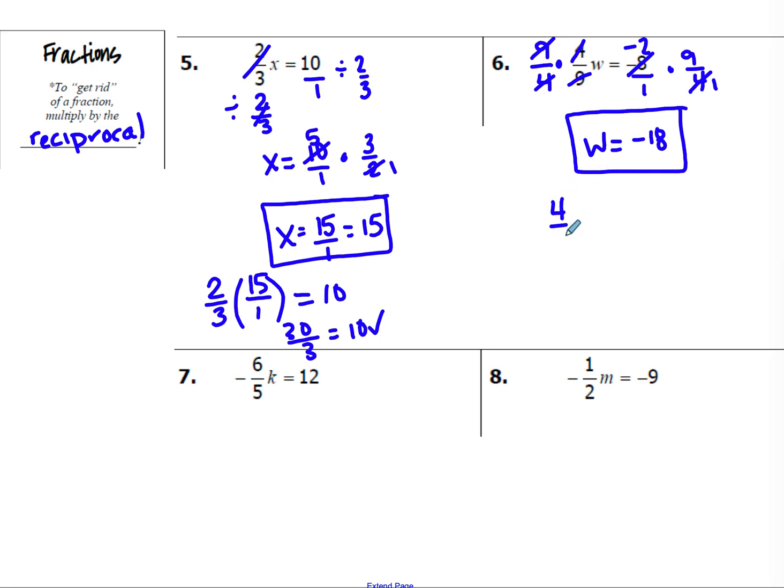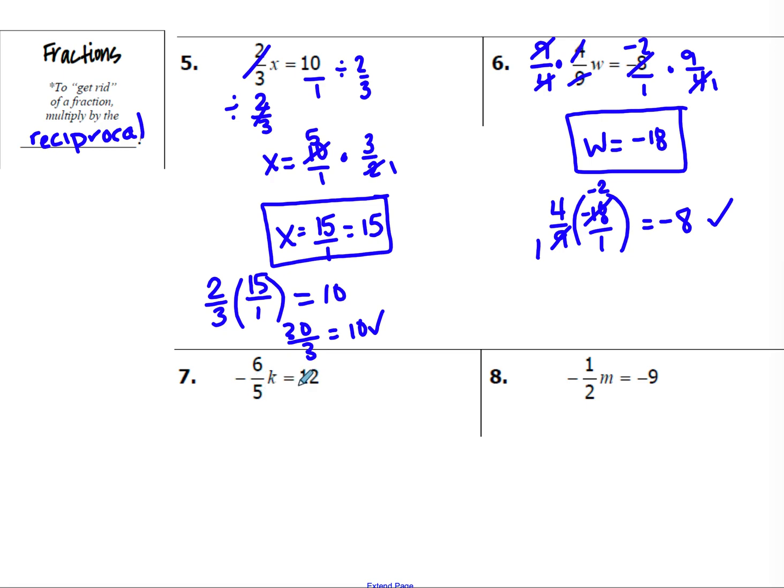We'll double check it. 4/9 times -18/1 equals -8. 9 divided by 9 is 1. -18 divided by 9 is -2. -4 times -2 is -8. Yes. All right, let's look at our next one.